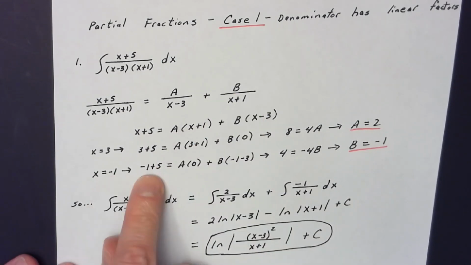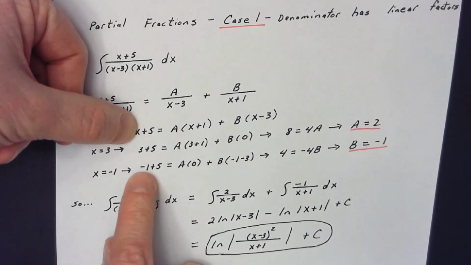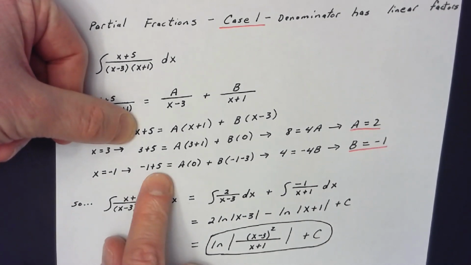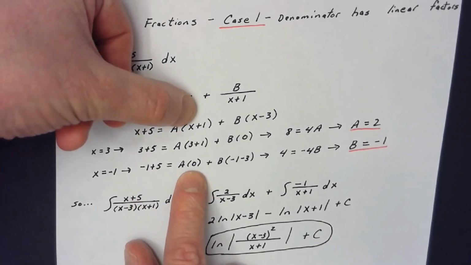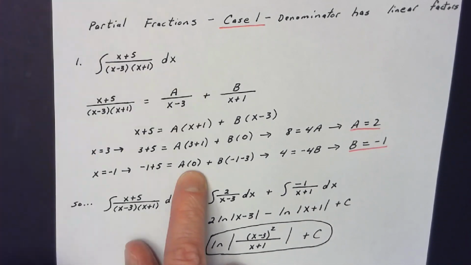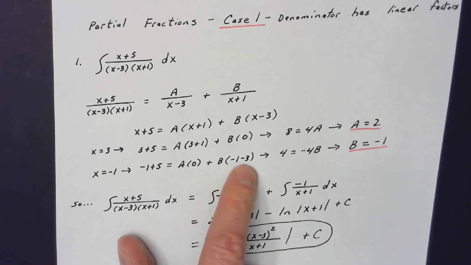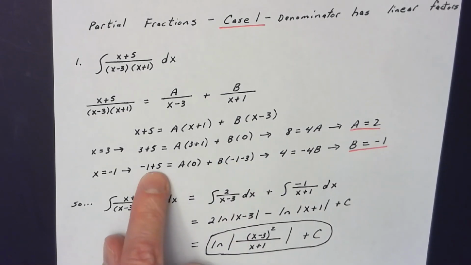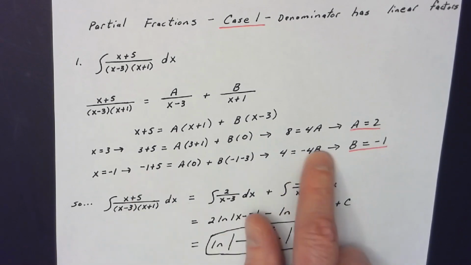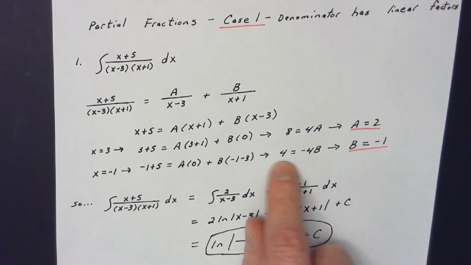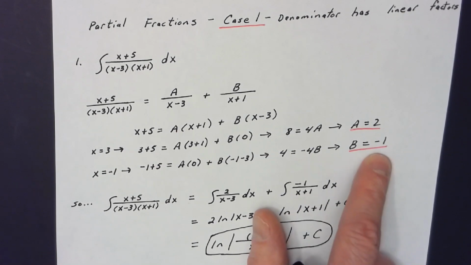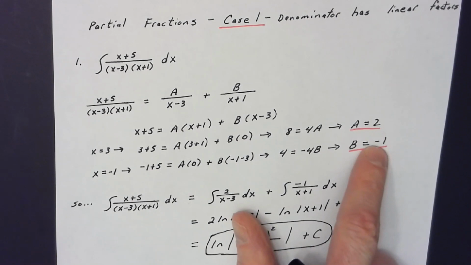I go down here to my equation. X plus 5 becomes -1 plus 5. On my right-hand side, I would get a times -1 plus 1, that's a times 0, plus b times -1 minus 3, that's going to be -4b is equal to a +4. And I know if that's the case, I could divide through by -4 on each side, and I'll get b is equal to -1. Now I have my solution for a, and I have my solution for b.